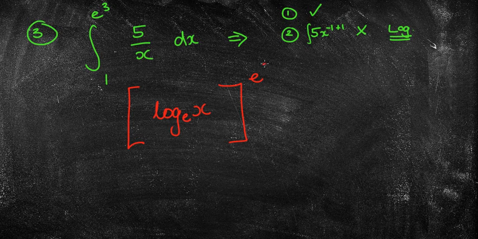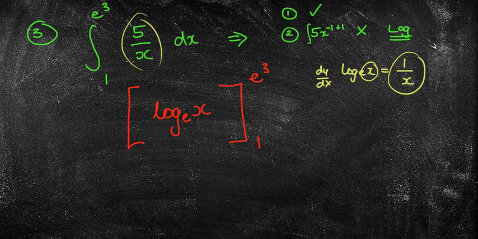I have my e to the power of 3 and my 1 there for my values. Now, remember I said last time we must test this just to make sure it makes this 5 on x. So if I differentiated it, dy dx, for log e x, well, differentiate x, we get 1, and then my function at the bottom, we get 1 on x, but we have a problem. This answer, unfortunately, generates 1 over x. We want 5 over x. So what can we do?